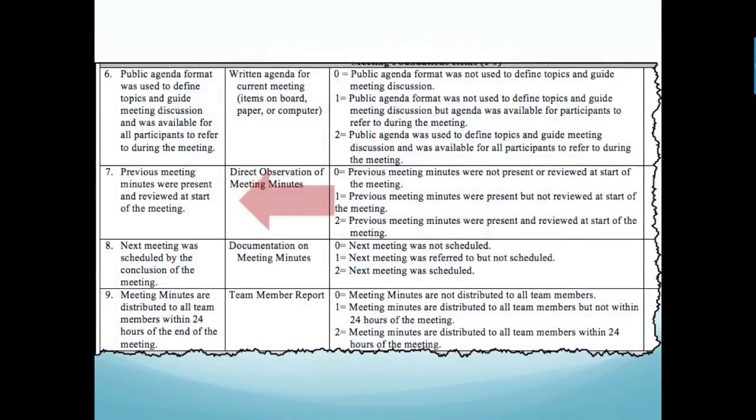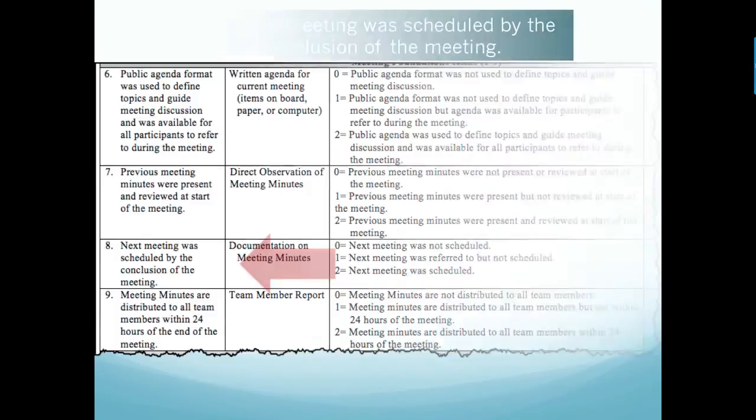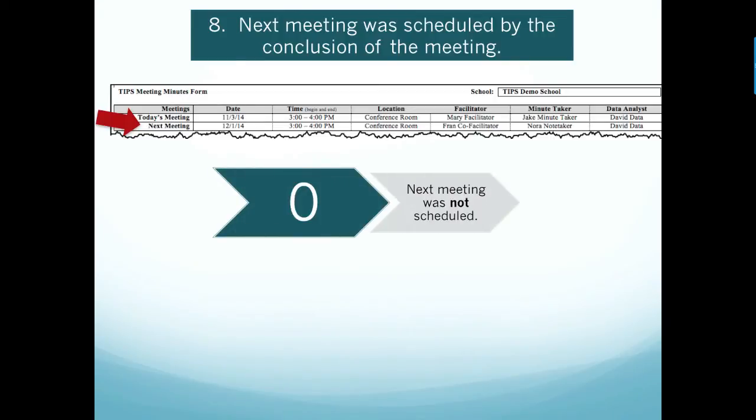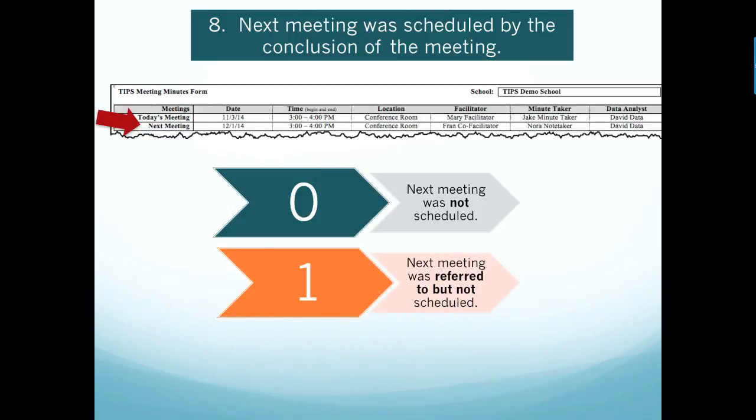Item number 8 targets our next meeting date. We can look at our TIPS meeting minute form to see if it's already scheduled. A score of 0 will reflect that we don't have a next date and time for our meeting. A score of 1 would say that our next meeting was referred to, but it was not scheduled. So for example, our discussion during the meeting might say that we'll talk about this next meeting or at our next time, but we don't have a date or time for that next meeting. And a score of 2 is going to reflect that our next meeting is scheduled.